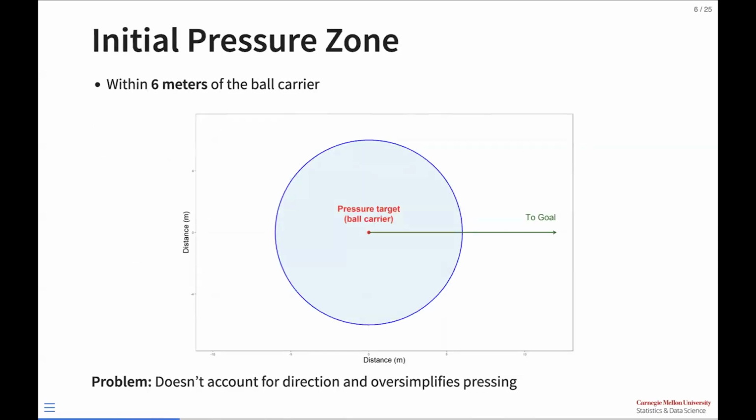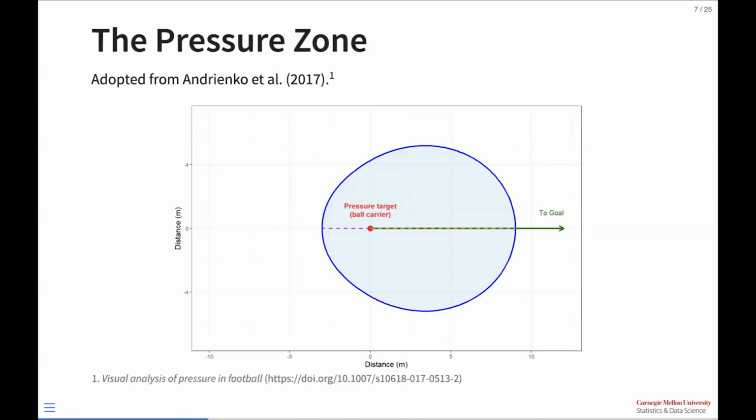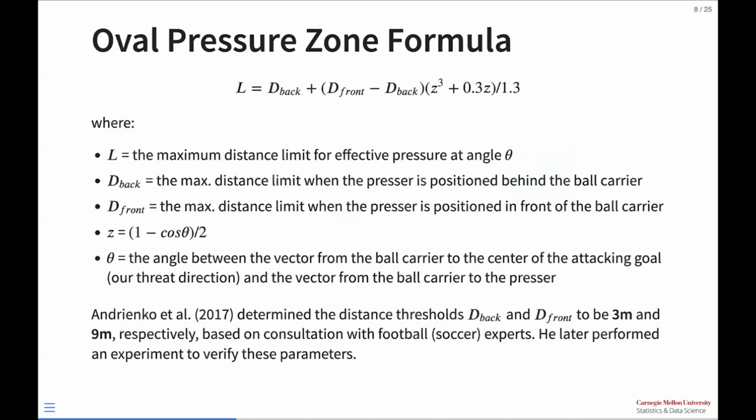The first thing is to define a pressure zone. Initially, we defined this pressure zone as anywhere within 6 meters of the player that had the ball. But then we came across this paper titled The Visual Analysis of Football, which talked about how this approach doesn't account for direction, and it oversimplifies the idea of pressing. In the paper, they proposed a new shape, which isn't a perfect circle. And the formula that they used for this shape is right here.